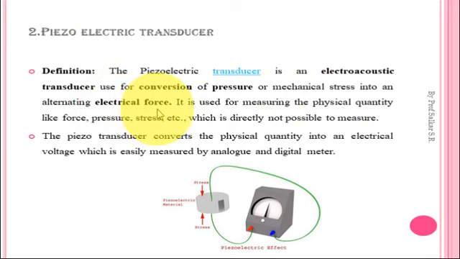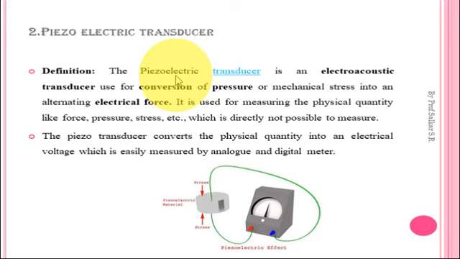electrical force. So, as the name indicates, piezo is a type of crystal material which is used for the conversion of pressure or force into an electric voltage. That is why it is called a piezoelectric transducer. So, in a piezoelectric transducer, the conversion of a force, pressure or stress is done into an electrical voltage.